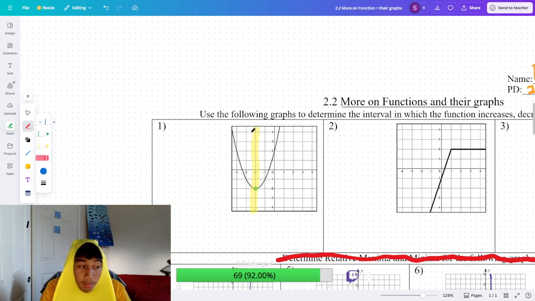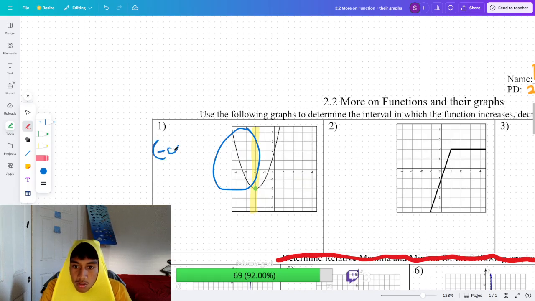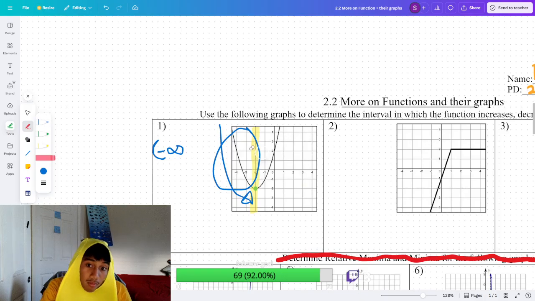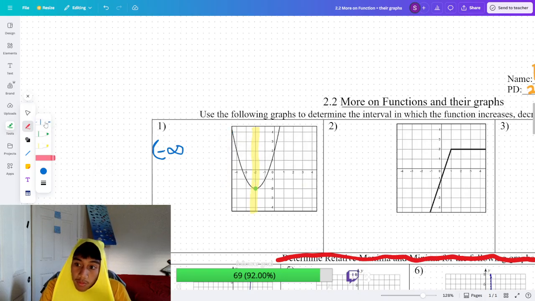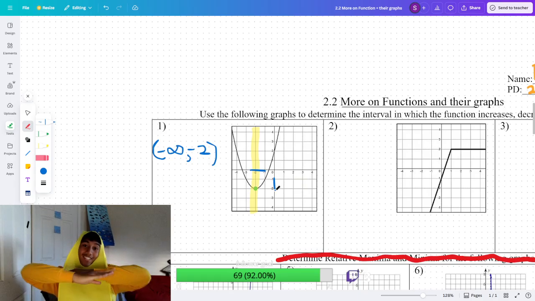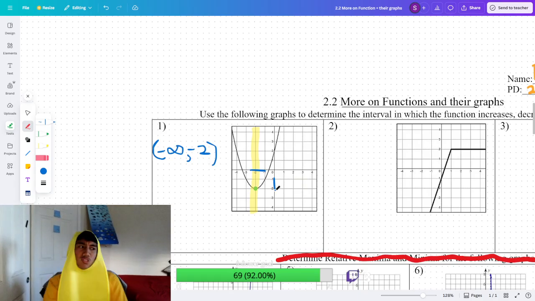Here, we can start plotting our answers. Starting from the left, we can determine that the graph starts at negative infinity, since it appears to keep going down forever, but not forever. It starts from forever, but it doesn't end at forever, because we're actually going to plot the second part of our answer, which is negative 2. Negative 2 on the x-axis, because the y-axis isn't what we're looking for.